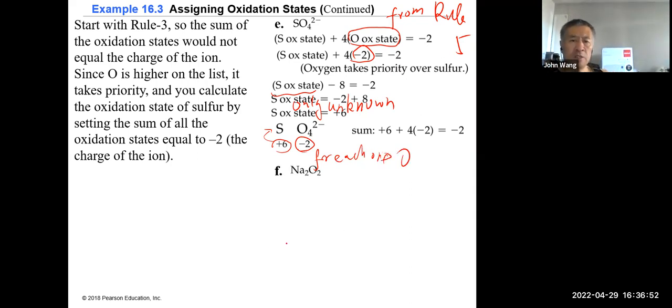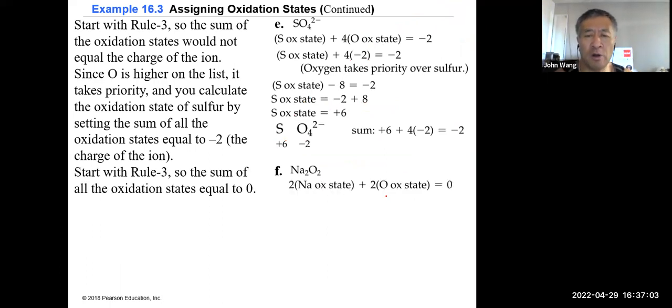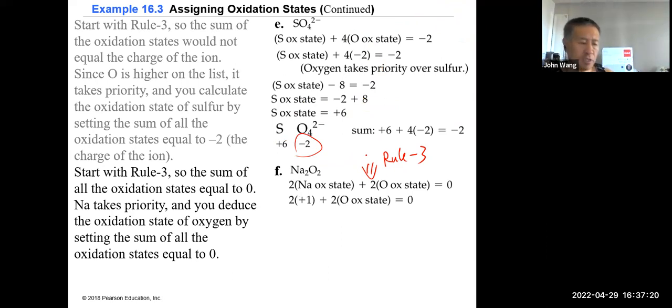Okay, so the last one is N2O2. You have to be very careful, otherwise you will make some common mistake. So again, we will set up this equation, and this equation is from rule 3. Now, commonly in the last few examples, you see oxygen as -2, but not in this one. So in this one, you go by the priority. You get this +1 for sodium first, because this comes from rule 4. Rule 4 has the higher priority than rule 5.